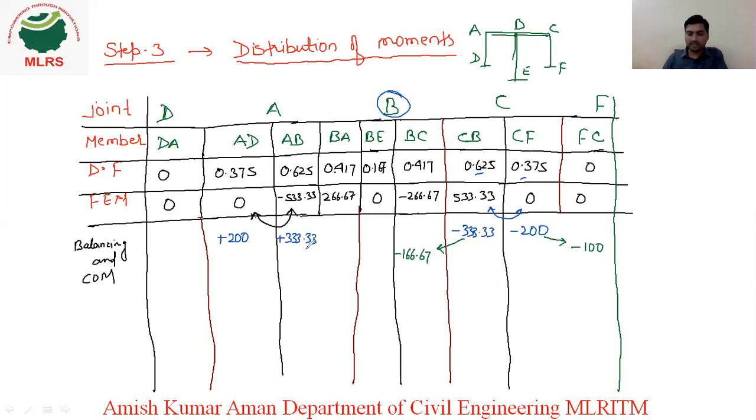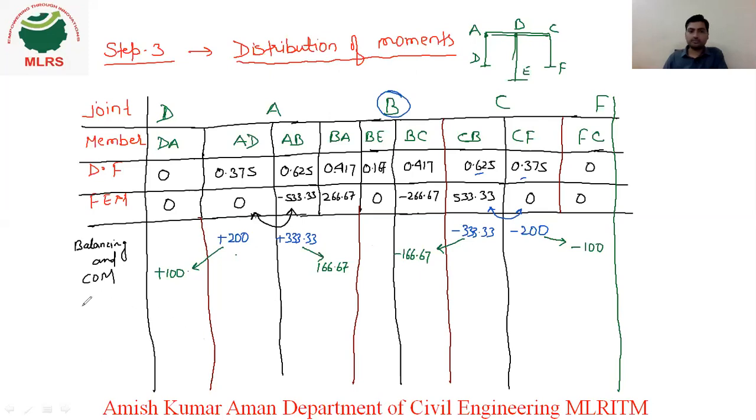For this again, half of the moment will be carried over here for BA, so it will be 166.67. And for this also half of the moment will be carried over here, so plus 100. Because if you see here, all the supports are either hinged or fixed, so the carryover moment will be half. Half here, and for other places there are 0, so half of that will be again 0 only, so no need to write.